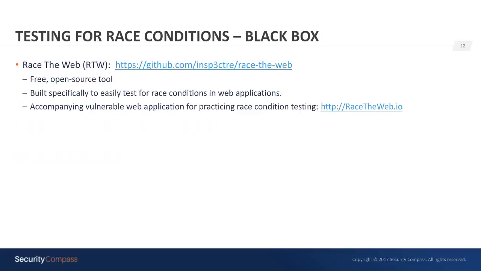You can also use the help of certain very good tools that are out there. One of them is called Race the Web, RTW. It's an open source tool. It's built specifically to easily test for race conditions. And it also happens to have an accompanying vulnerable web application. If you have some internal test team, and you want to have them practice race condition testing, this is what can be used.